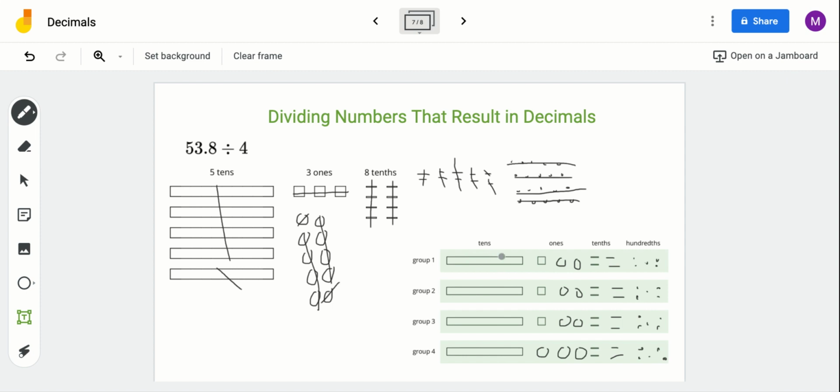So I have 10 plus 3, 13, and 45 hundredths. 53 and 8 tenths divided by 4 is 13 and 45 100ths. Now we're going to do the same problem with long division.